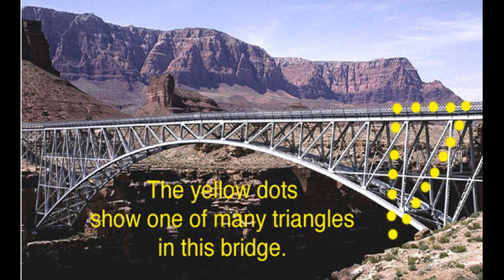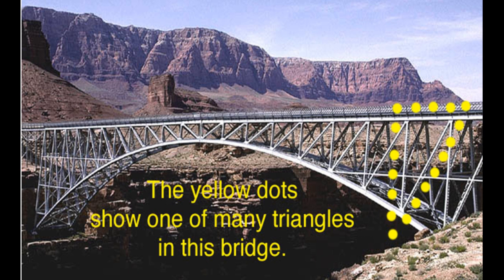Now from daily life, can you see the triangle made by these yellow dots? It's a bridge, and over this there are small triangles which are made. These triangles are of what type? Scalene triangle. Clear?